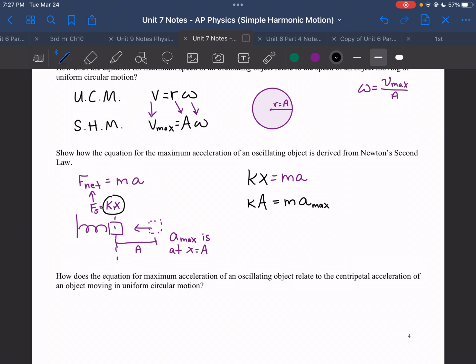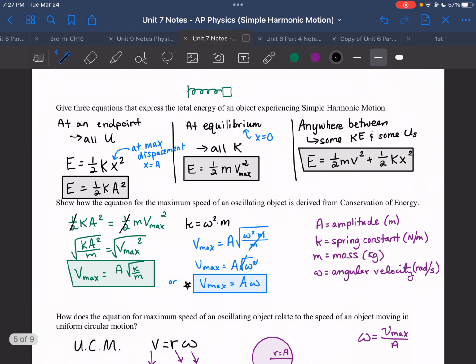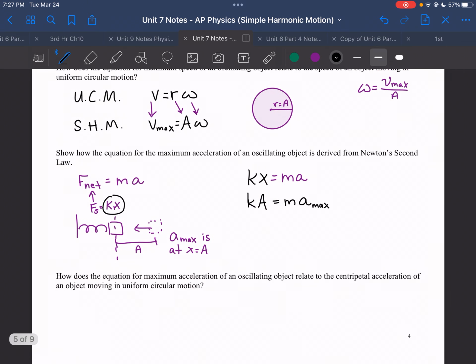Again, make sure you are watching your capitals and lower cases. Spring constant is a lowercase k. I know that kinetic energy is a capital K. Oftentimes people will write kinetic energy KE instead, just so it doesn't get confused. Capital A is for amplitude, lowercase a is for acceleration. All right, so if we rearrange this then the max acceleration is equal to k times the amplitude divided by m.